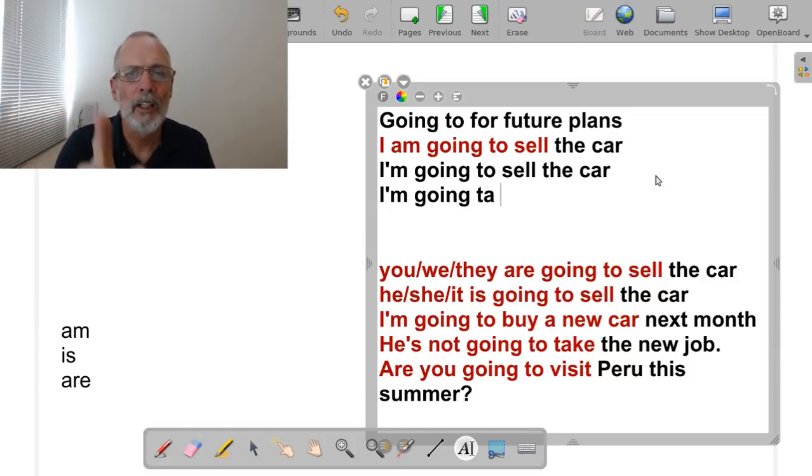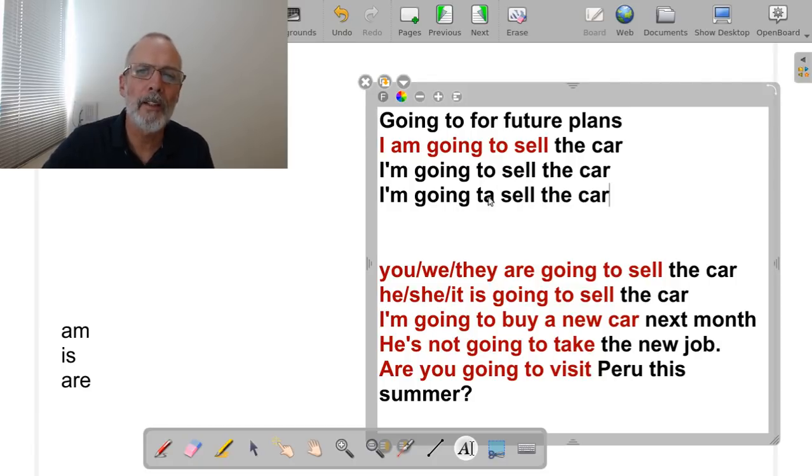So the way this is going to sound is, I'm going to, reduced. You don't write it like this. I'm trying to explain here the pronunciation. You don't write it like this. I'm going to sell the car.